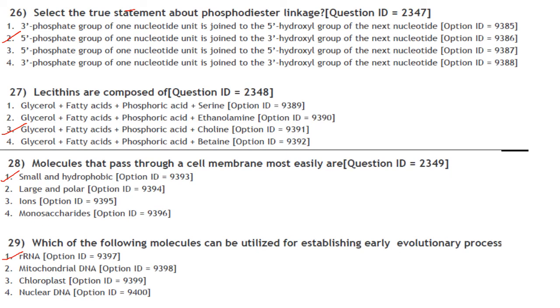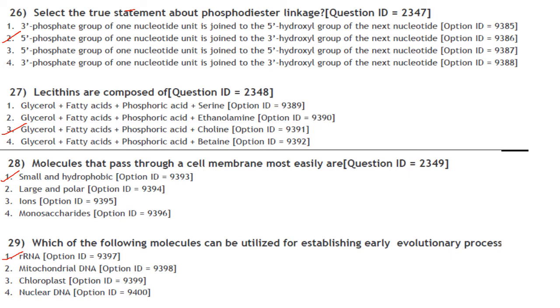Then next one. Select the true statement about phosphodiester linkage. So option 2 is the answer. 5' phosphate group of one nucleotide unit is joined to the 3' hydroxyl group of the next nucleotide. Then next one. Lecithins are composed of. So they are composed of glycerol, fatty acid, phosphoric acid and choline. Answer is option 3.